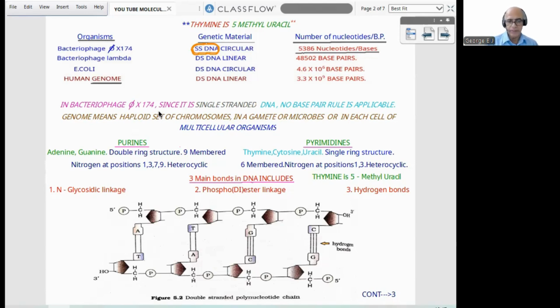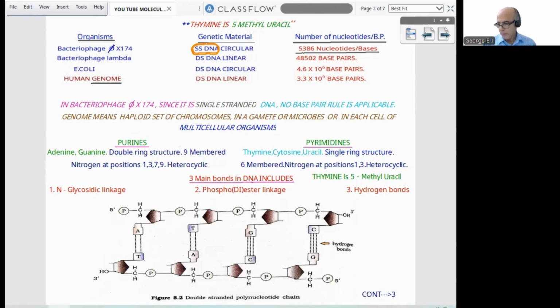That we will learn later. Bacteriophage ΦX174 is a virus infecting bacteria. Normally, only in viruses can we find single-stranded DNA. Genome, what is meant by genome? Here, the term human genome. Genome means the haploid set of chromosomes, that is, in a gamete or microbe or in each cell of a multicellular organism. Haploid set of chromosomes is called the genome.